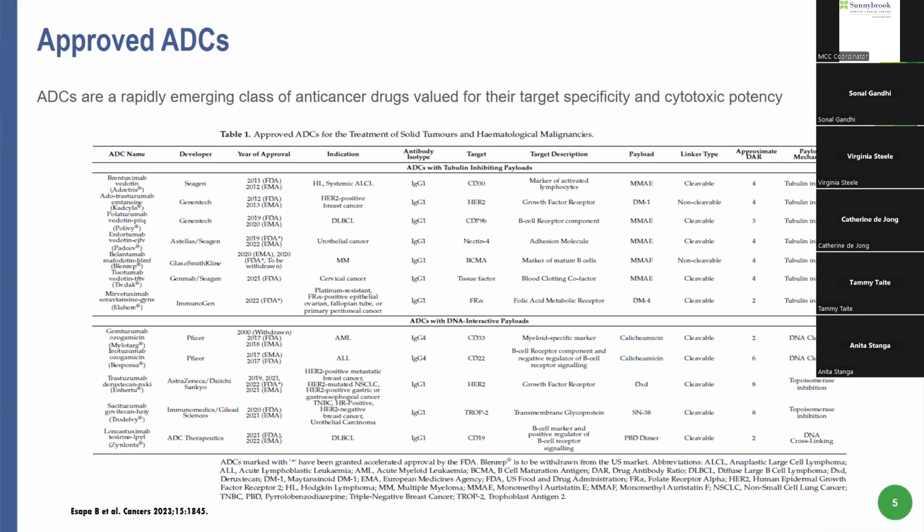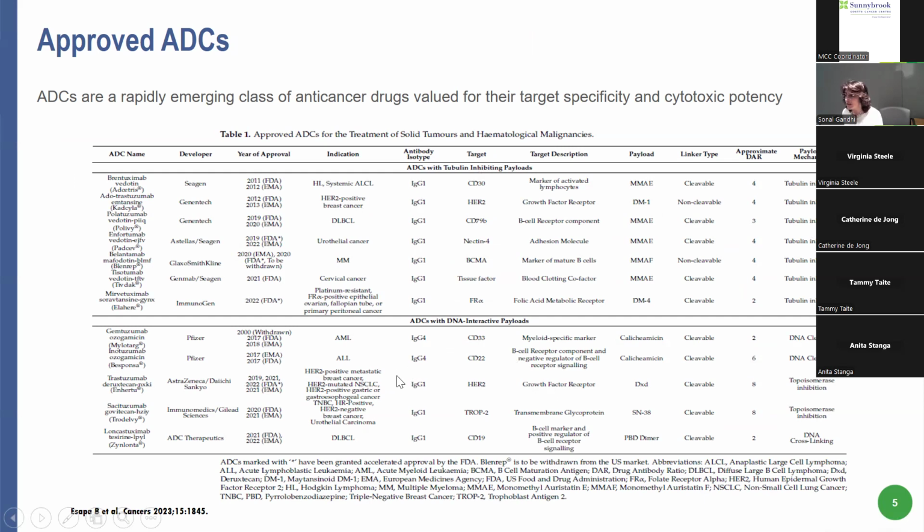The very first generation of ADCs were linked to tubulin inhibitor payloads. They all have a tubulin inhibitor as the payload drug, which is the chemotherapy drug linked to the antibody, and they have different targets, as you can see here.